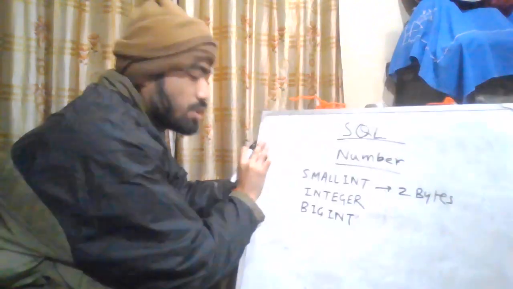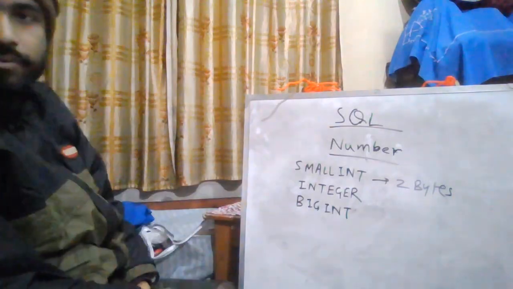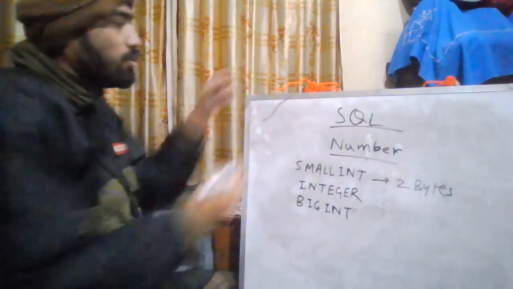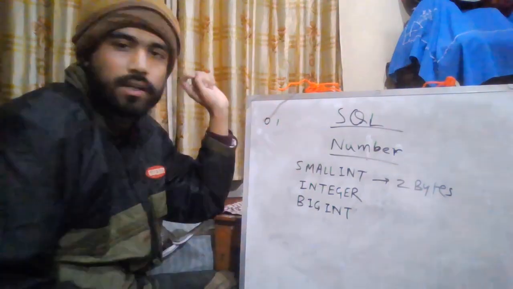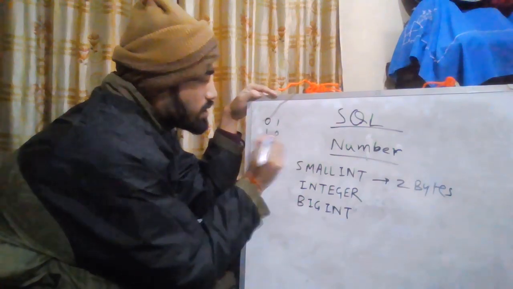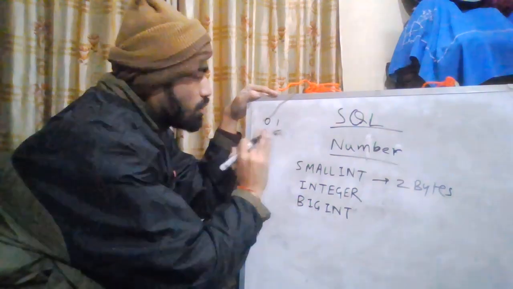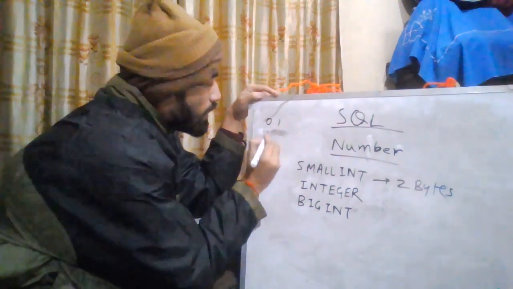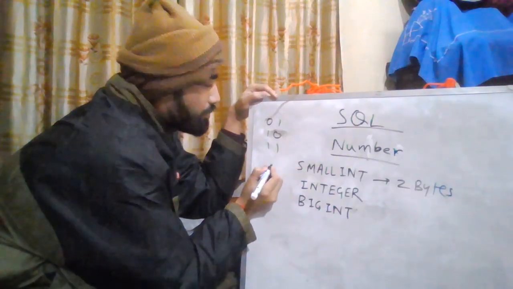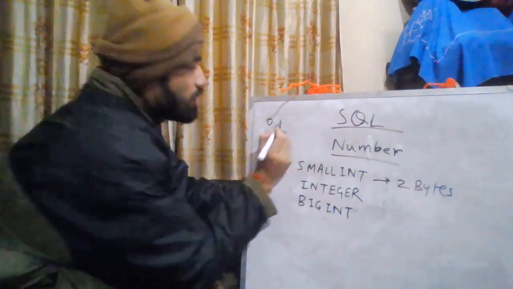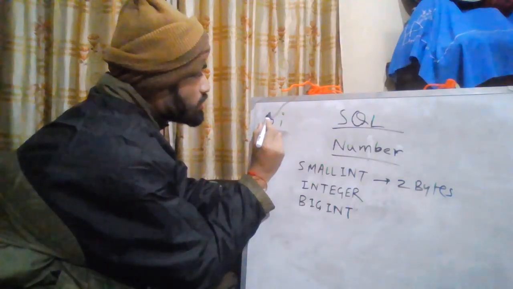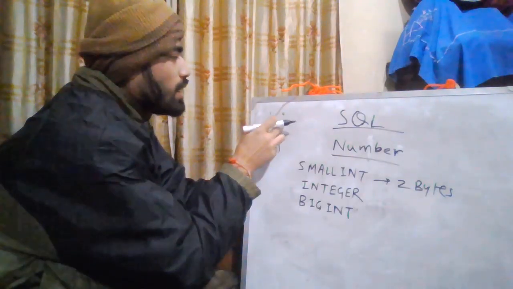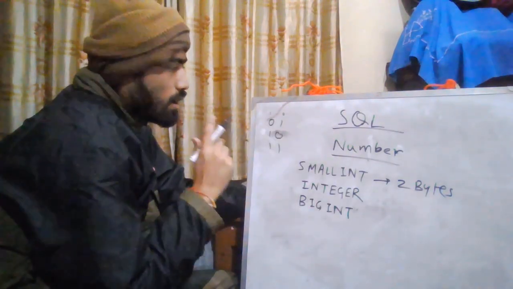So 0 and 1 are the two digits we will deal with in binary. If I write 0, it is 0; 1 is 1; 2 is 1, 0; 3 is 1, 1. Why? Because the first index is 0, the second index is 1. So 1 into 2 to the power 0 is 1.